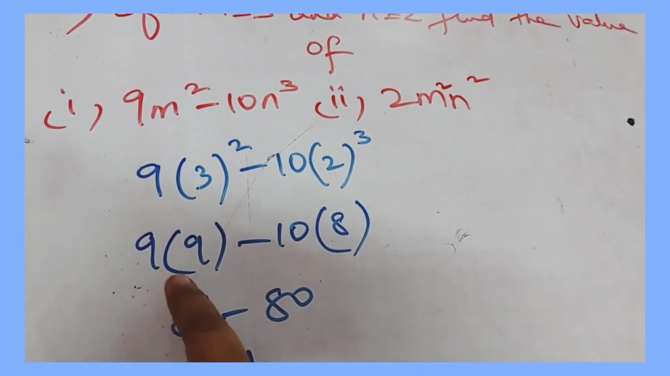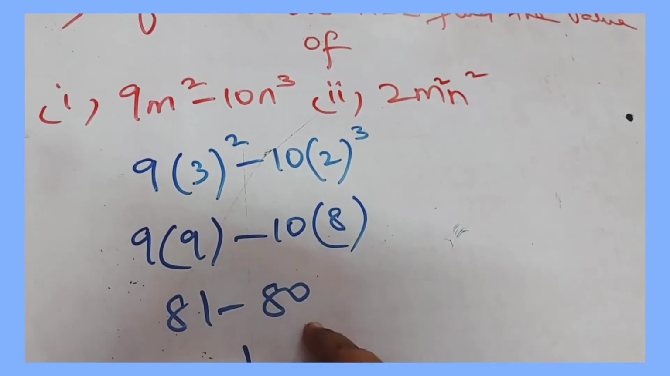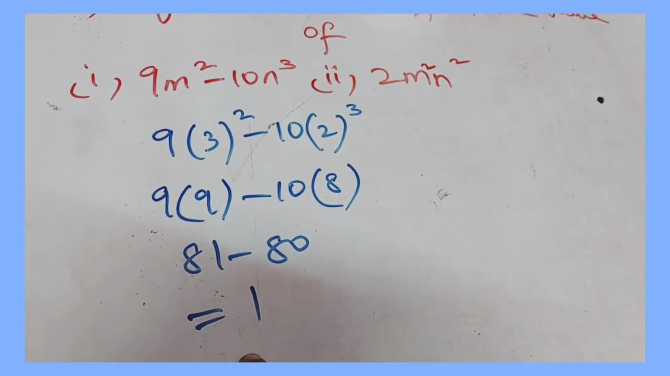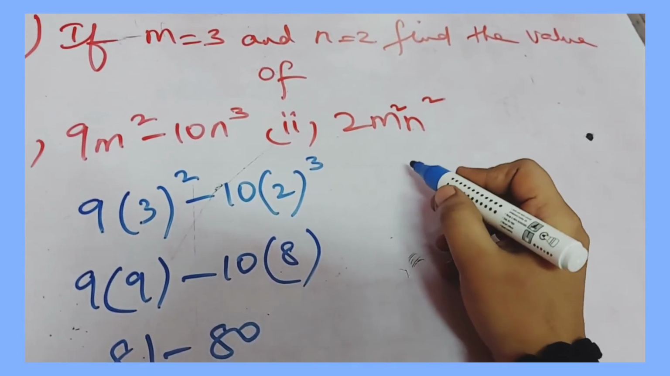If a bracket is there, you have to do the multiplication. 9 9s are 81, minus 10 8s are 80. So what is 81 minus 80? It is 1.